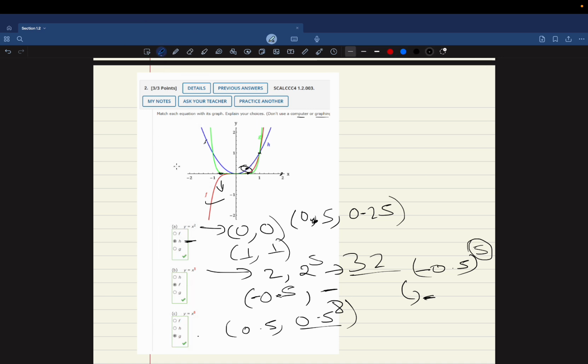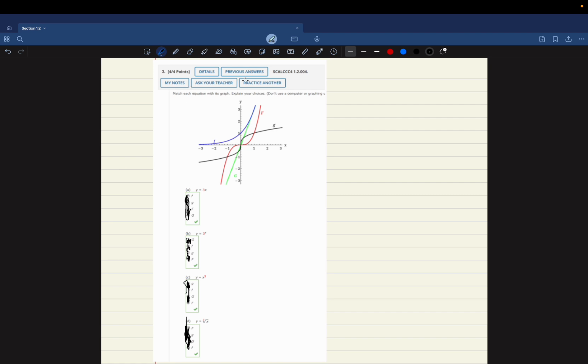Okay, so this is question number 3, similar to the previous question, but here are more graphs. So it is saying y equals 3x. Okay, so the first one, the easier one, let's plug in x equals 0, and then let's see what is the value of y. So in this case it is 0, and then let's see what's in this case. So y equals 3 to the power 0, so in this case it is 1. So it will be 0 comma 1 is the coordinate.